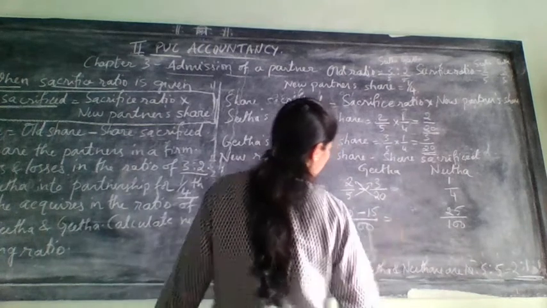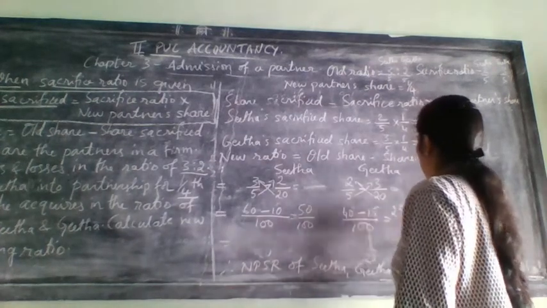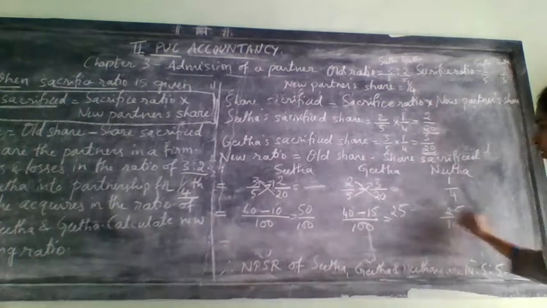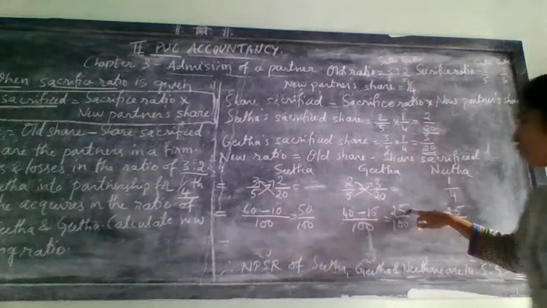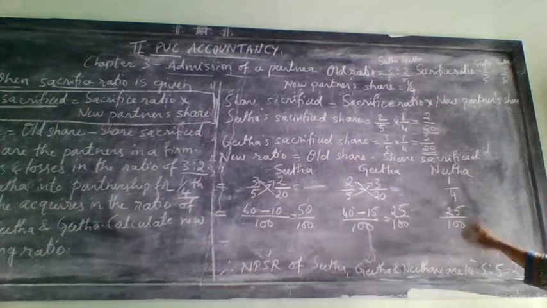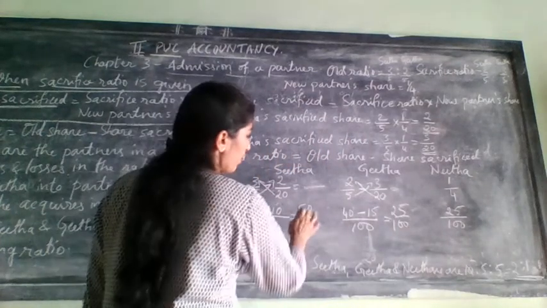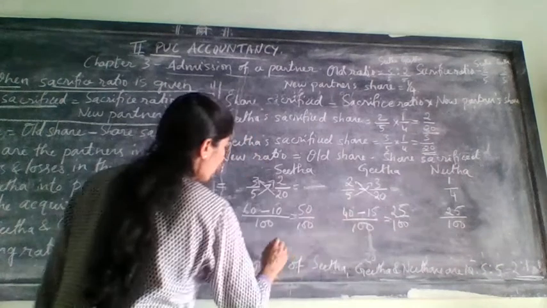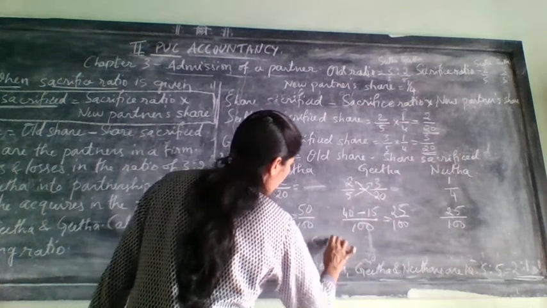Here 40 minus 15, 25. 25 1s are 25. So here it is again 25. Just add everything. 50 plus 25, 75 plus 25, 100. That means your answer is correct. So what will the new ratio be? 50:25:25. You can simplify this. 50 is to 25 is to 25.